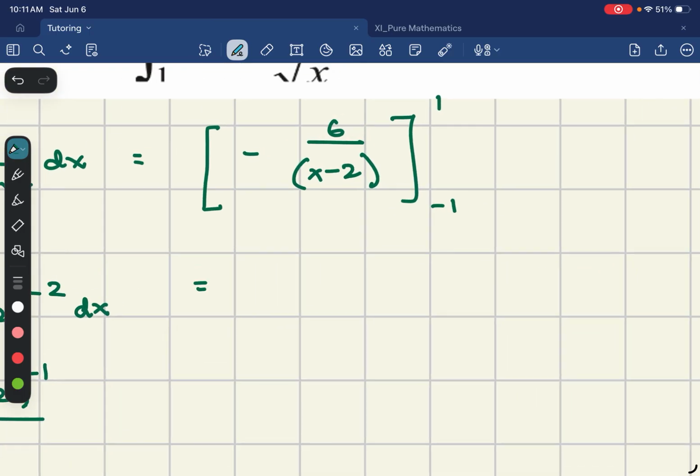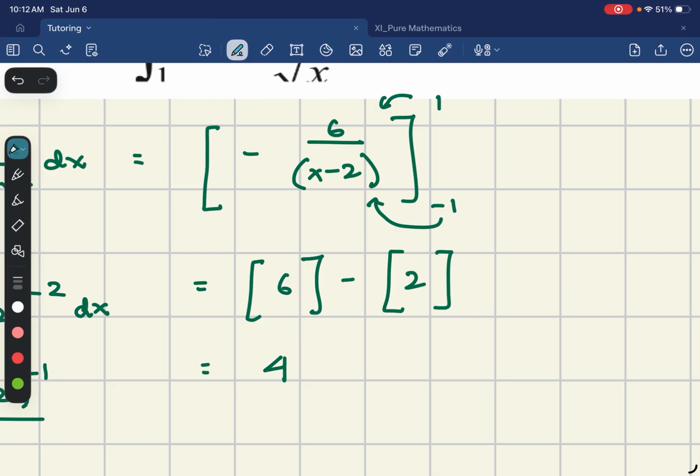So substitute 1 into this expression. What do you get? If you substitute 1, 1 minus 2 is going to give you -1. -6 divided by -1 is going to give you +6. Minus, you substitute -1 here. -1 minus 2 is going to give you -3. 6 divided by -3 is -2, and minus of -2 is going to give you +2.